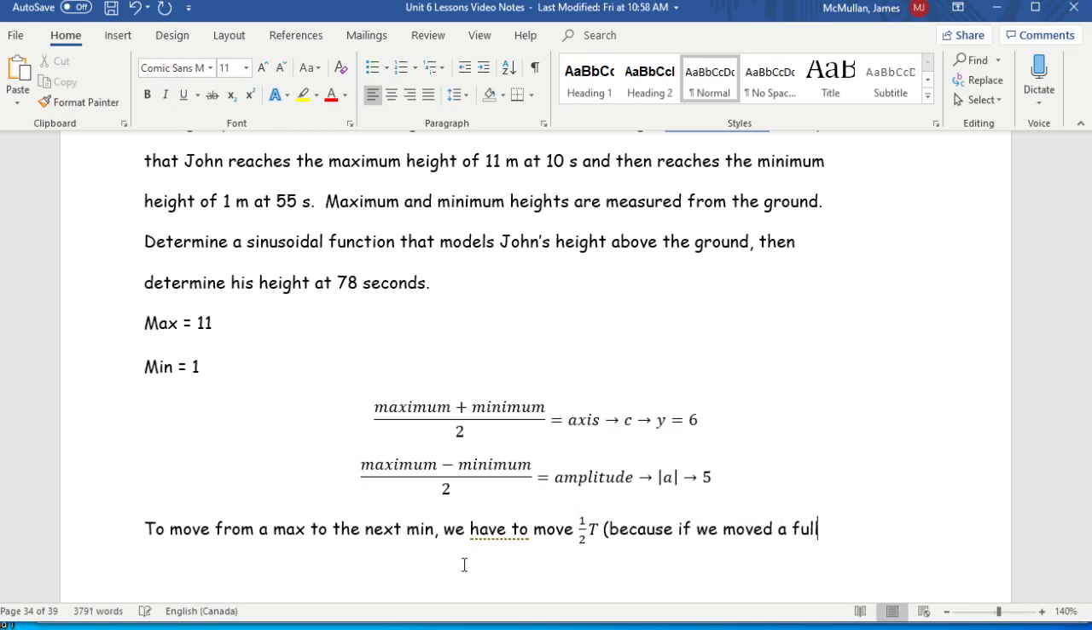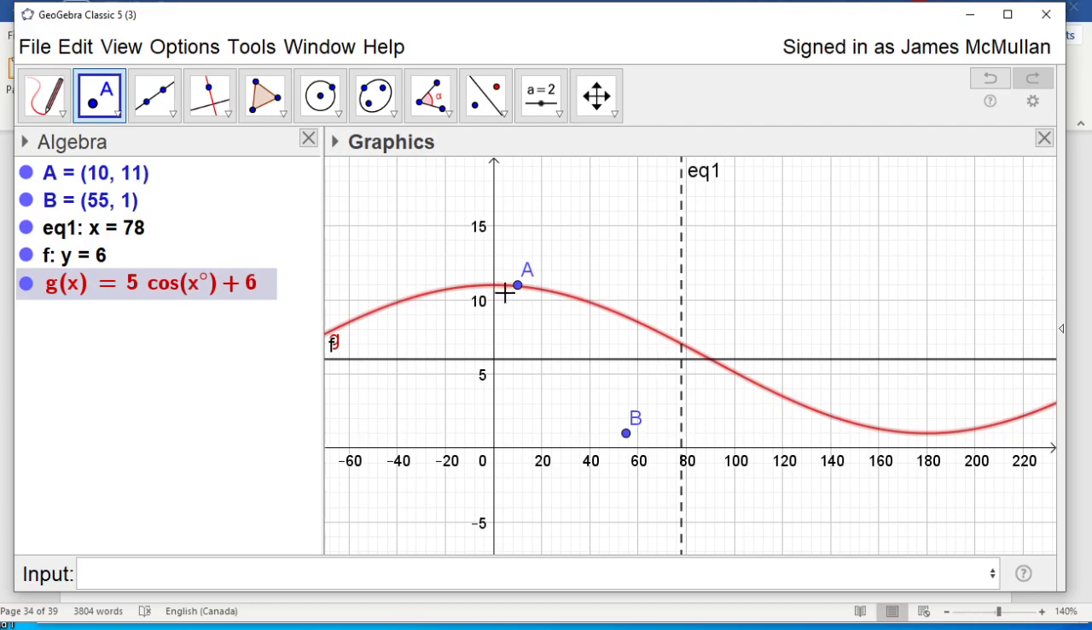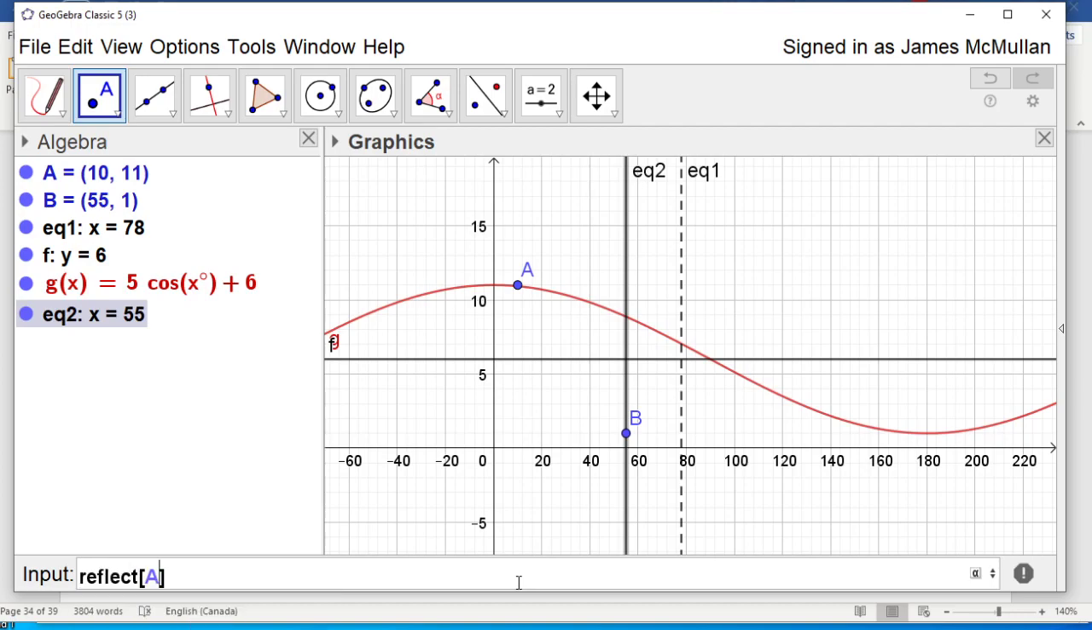Because if we moved a full period, we would be back to another maximum. And if you think about what we did in the last question, we used the fact that a minimum is exactly halfway between two maximums, right? So if we were to say x equals b for a sec, and then we were to reflect a across that line, we would know where the next maximum is. And then we would say, okay, then the period must be whatever, right?